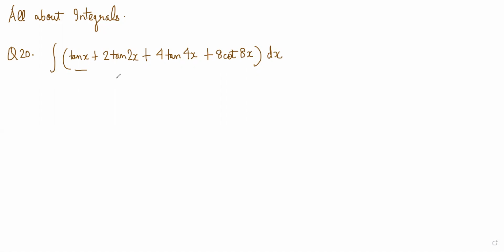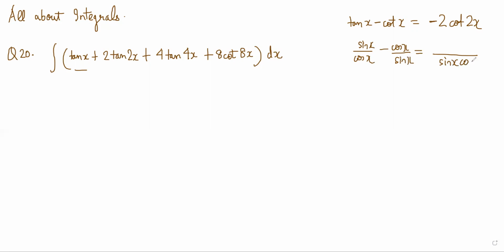So what we'll do here is use a very important and very useful identity in trigonometry, which is tan x minus cot x is equal to minus 2 cot 2x. The proof of this is fairly straightforward. You can do sin x by cos x minus cos x by sin x, and you'll realize that it will become sin square x minus cos square x over sin x cos x. The top part is obviously minus cos 2x, and the bottom is half of sin 2x. So you'll get minus 2 cot 2x, right?